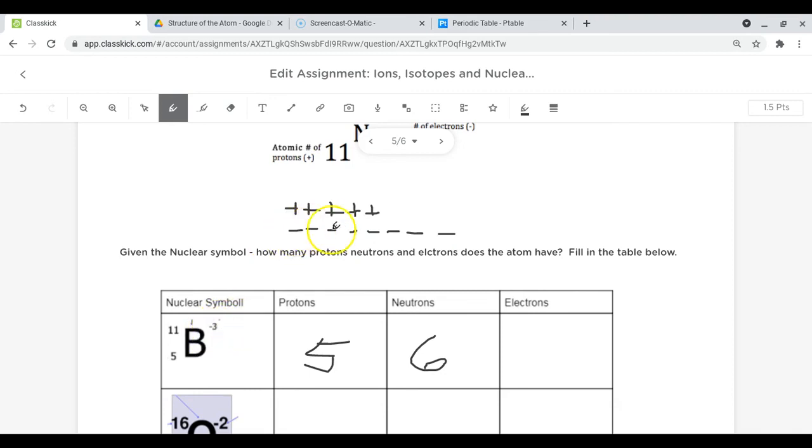So I have 1, 2, 3, 4, 5, 6, 7, 8 electrons. I hope this helps for the rest of your examples, and good luck.